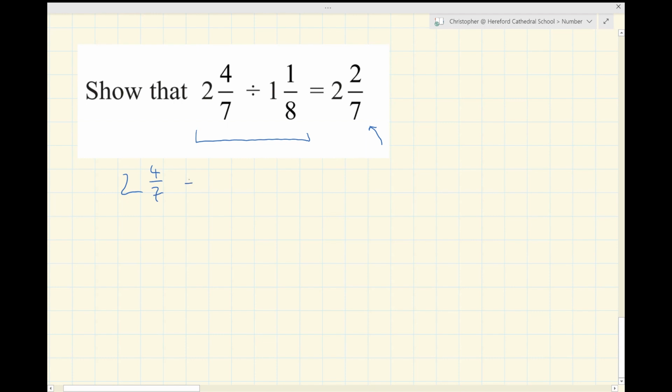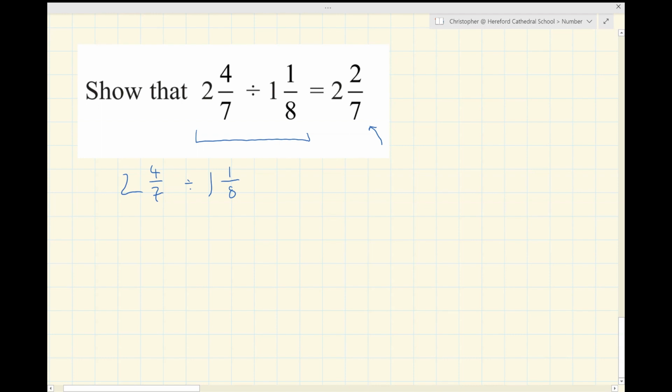And at the end of the day, I'm expecting my answer to come out as 2 2/7. Now, how do I divide mixed numbers? Well, the first thing to do is exactly the same as when you multiplied. Turn these mixed numbers into improper fractions. Turn them into top-heavy fractions.